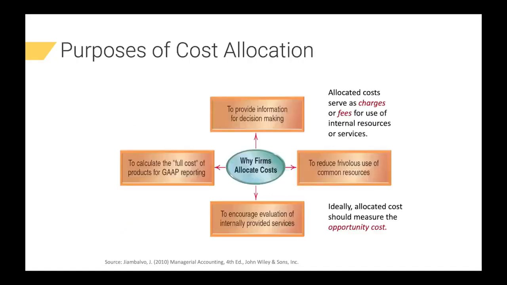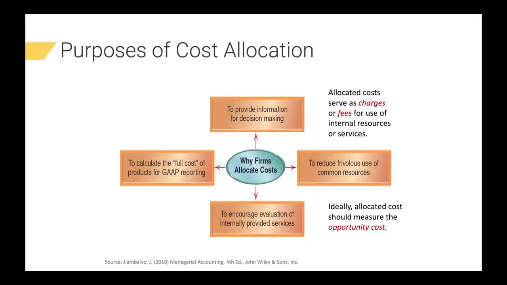The purpose of cost allocation. Why do firms allocate cost? First, they allocate cost to provide information for decision making. Second, to reduce frivolous use of common resources. Third, to encourage evaluation of externally provided services. And fourth, to calculate the full cost of products for GAAP reporting.